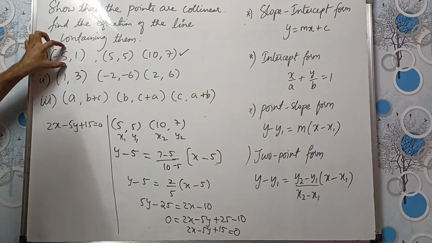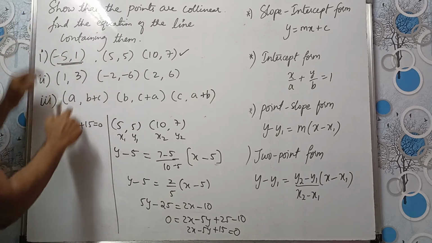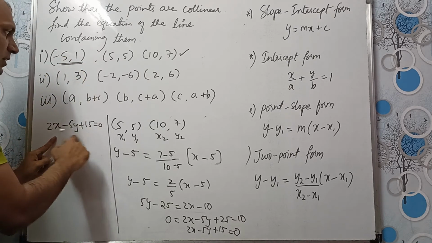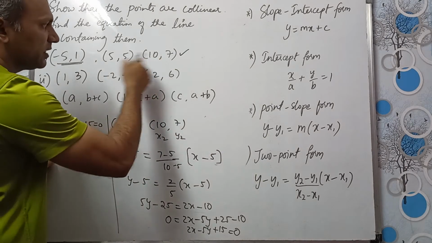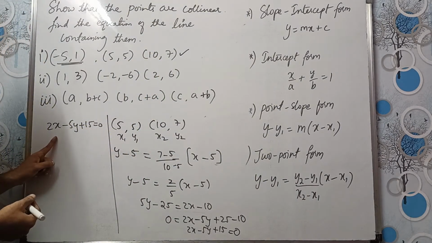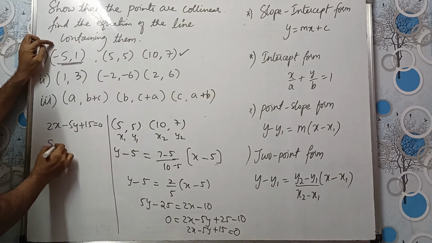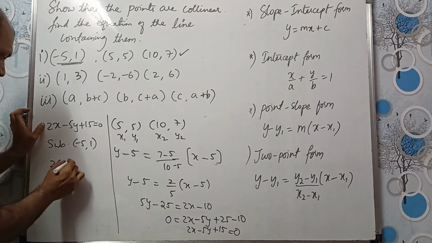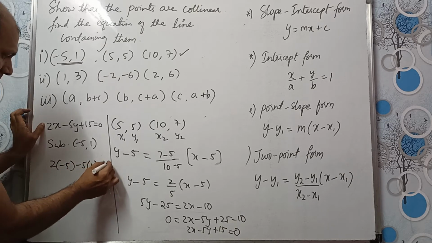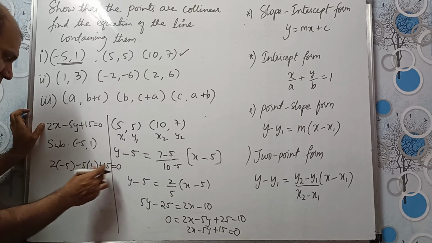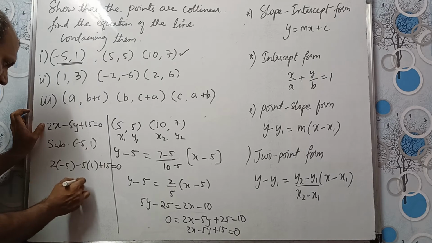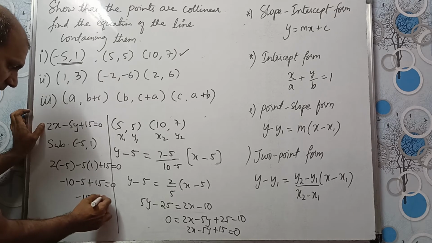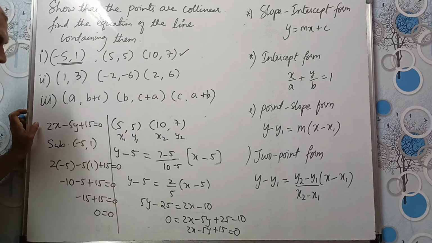Alright, now we should substitute the point minus 5, 1 in this. If this point is satisfying this condition, then we can say that these 3 points are collinear to each other. Okay, let us substitute. Substitute minus 5, 1. So this is 2 into minus 5 minus 5 into 1 plus 15, it should be equal to 0. So this is how much? Minus 10 minus 5 plus 15. See, minus 10 minus 5 is minus 15, minus 15 plus 15 is equal to 0, so 0 is equal to 0.